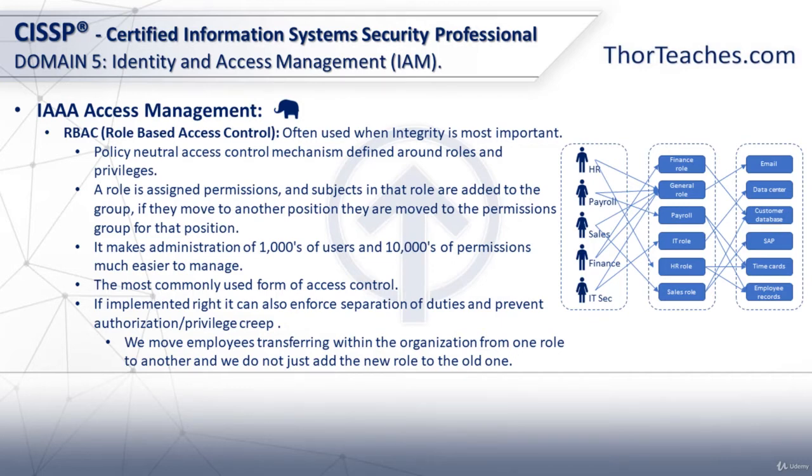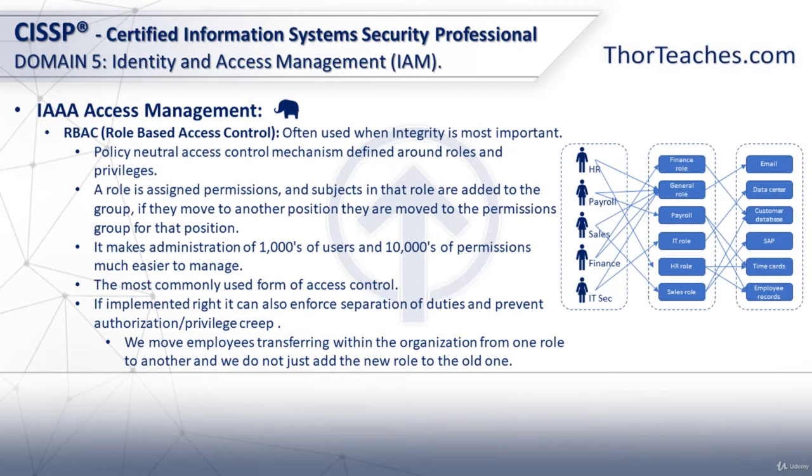And if you look at the graphics over here on the right, we use RBAC to make the administration of thousands and thousands of users and 10,000s of different types of permissions much easier. So each job role is mapped out to certain permissions. This is by far the most common type of access control, but there is a shift towards ABAC, which we'll cover next.